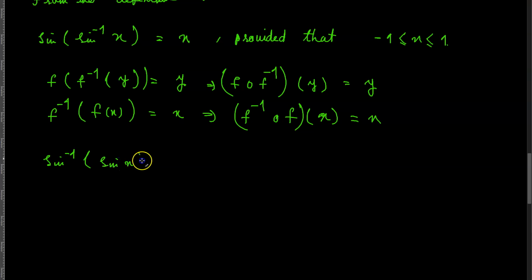the sine inverse of sine x is equal to x if, so basically we said that we restricted the domain of this function to -π/2 to π/2 so that the function was invertible. So then x has to be between -π/2 and π/2, I suppose. So if -π/2 is less than or equal to x, less than or equal to π/2, right?